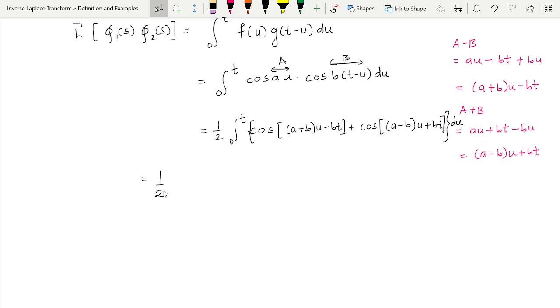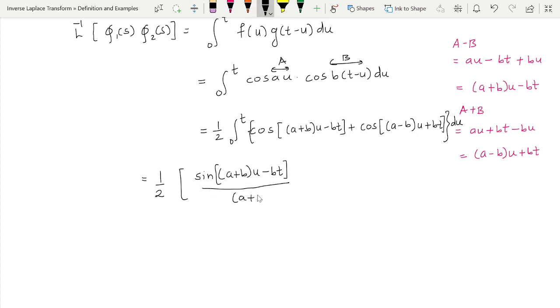Now what is the integration of cos? Since the derivative of sine is cos, the integration of cos is going to be sine. So over here I will write sine of (A plus B)u minus BT. Remember that this integration is with respect to u. This quantity is other than u, so we need to divide it by the derivative of this quantity, and we will take the derivative with respect to u.